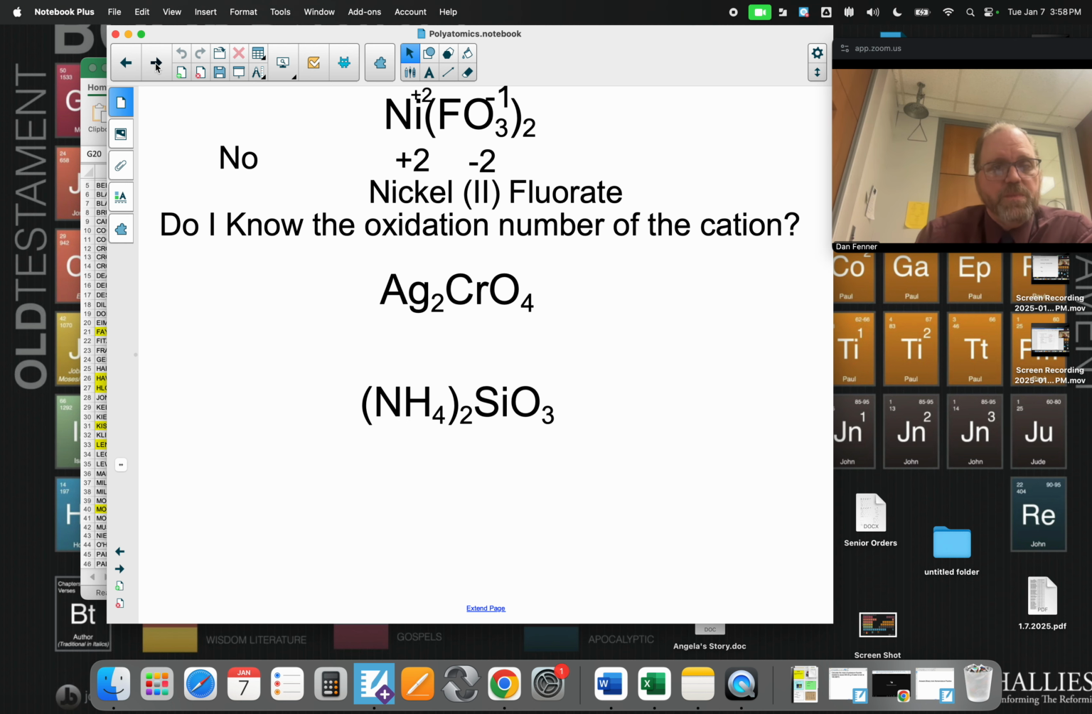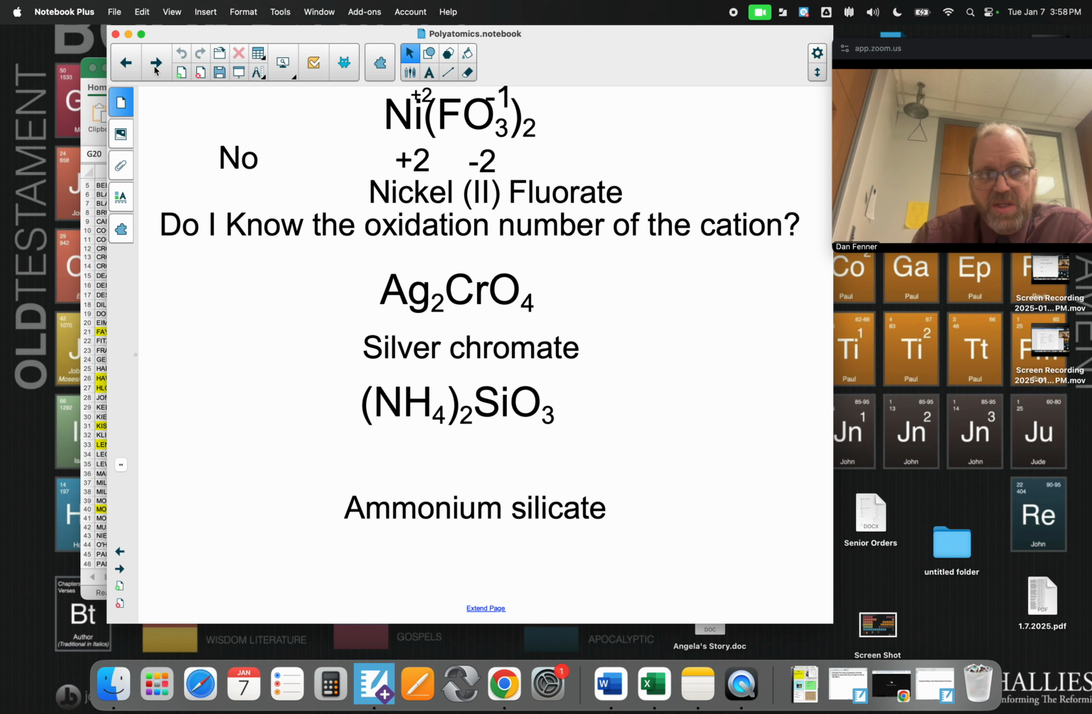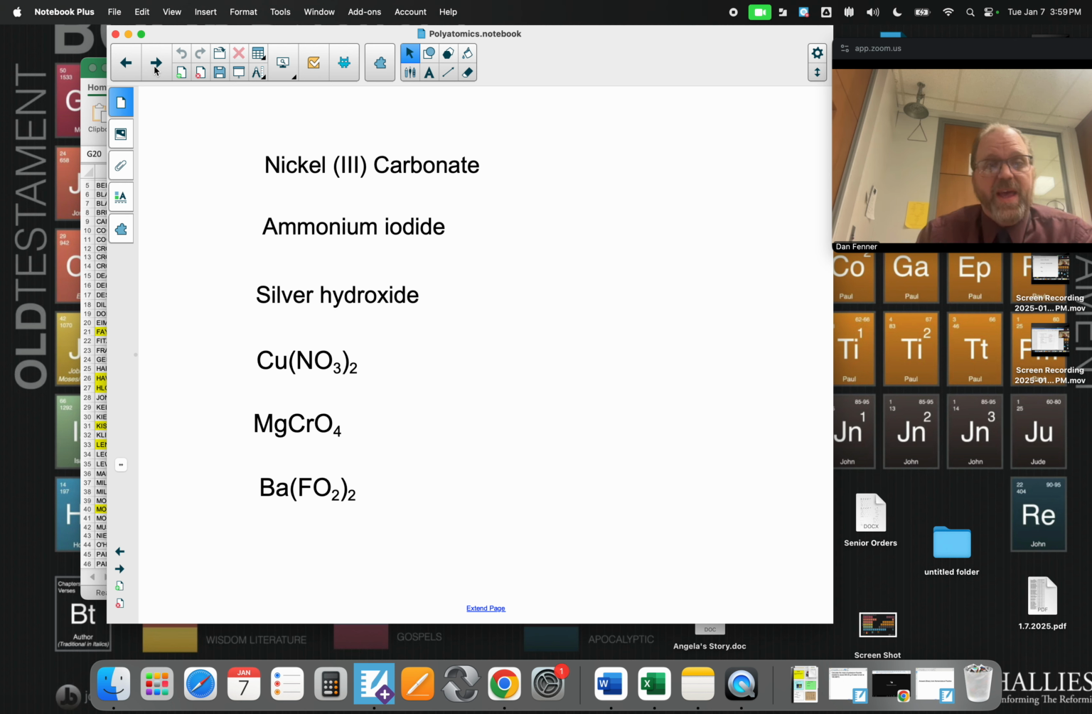Let's try these two. Silver. Whoa, wait a minute. That's way outside the box. Remember that list I gave you at the beginning? Look back at that. Hopefully you remember that, CrO4. That's chromate. All right. How about this weird thing? That's another one you're supposed to know. That's ammonium. And remember, silicon is outside the box. O3 outside the box is an -ate. So that's silicate. Do I know the oxidation of ammonium? Yes, I do. It's +1. So that's it.